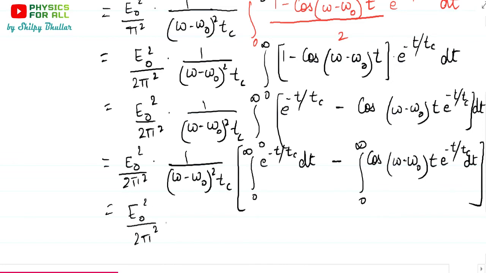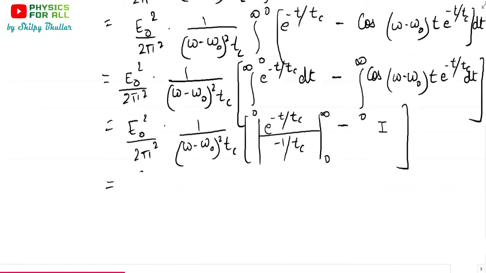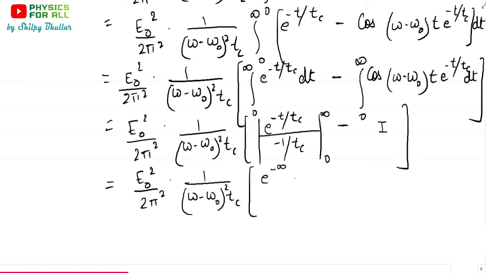This is simply the integral of an exponential term. What do we get? Here we get e raised to power minus t by tc upon, now what is the component as we are integrating with respect to t? So the component of t is minus 1 by tc. So here we get minus 1 by tc, and then we have to put the limits as well. And minus, now this quantity, let's name it as I, because we have to solve it further. First, just substitute the values, because for I we will do a separate calculation, which is a complex one. Now e raised to power minus infinity, and minus e raised to the power 0 upon minus 1 by tc, this thing as it is, and this I is there.